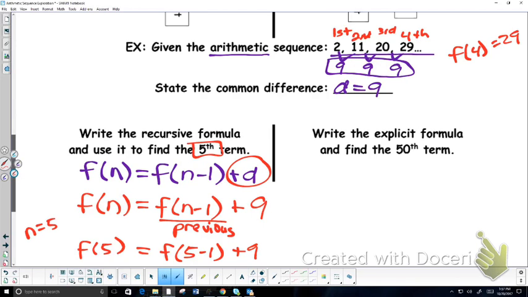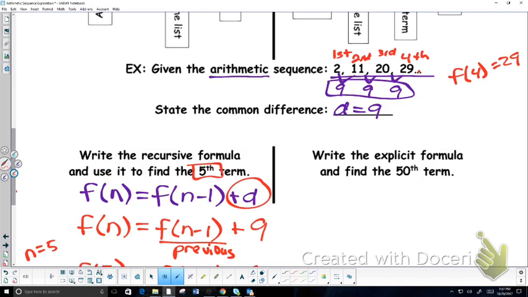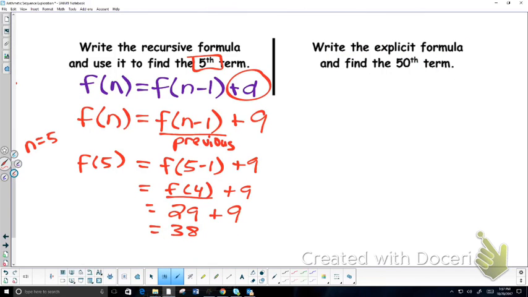Let's go look and see. If I were to find the fifth term just doing it the old-fashioned way there, 29 plus 9, oh look, it's 38, and that's the fifth term. If I asked you to find the 100th term using the recursive formula, it would take quite a while, because to find the 100th term, you're going to need to have the 99th. To find the 99th, you're going to need the 98th. To find the 98th, you're going to need the 97th, and so on. So this formula is not necessarily the quickest way to get there.